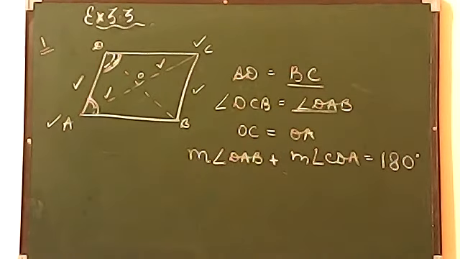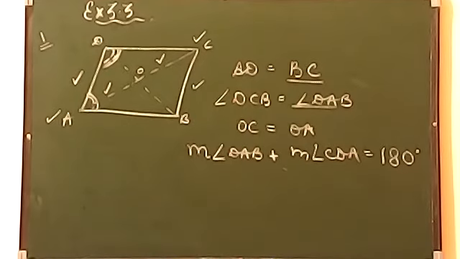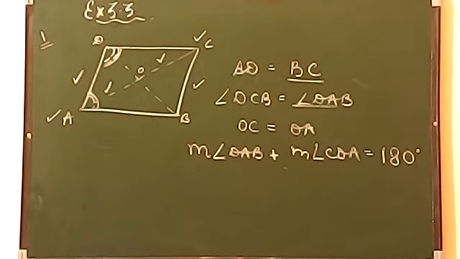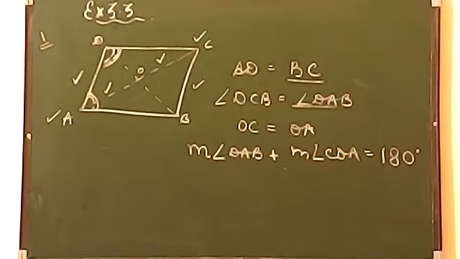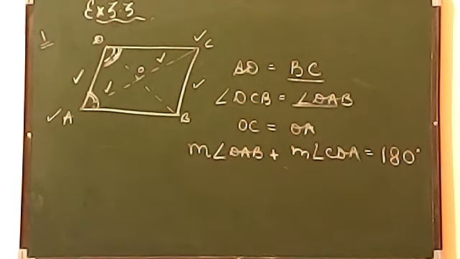So all of you please mention the property as well. The first property is opposite sides are equal. The second property is opposite angles are equal. Third property means diagonals bisect each other. And the fourth property is adjacent angles are supplementary.